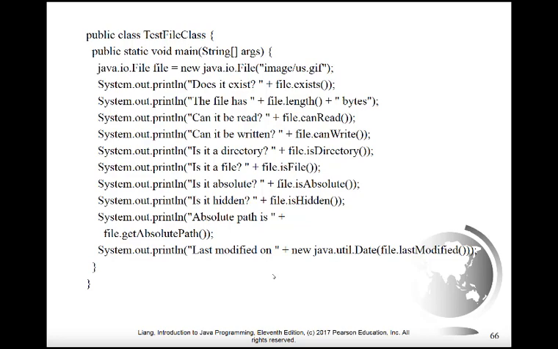The next query is, is it absolute? And to that we concatenate file.isAbsolute. Is it absolute? We'll print false. Is it hidden? We'll print false. And then the absolute path and the last modified. You can look back on the screen dumps to see what those things printed out.